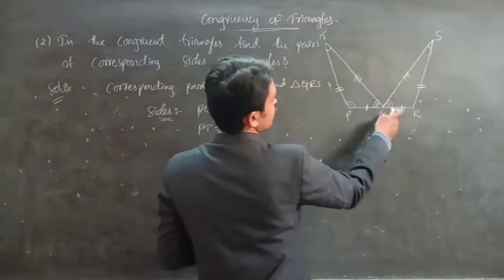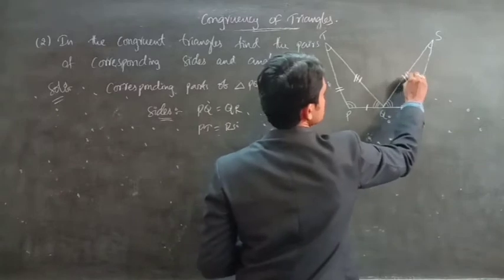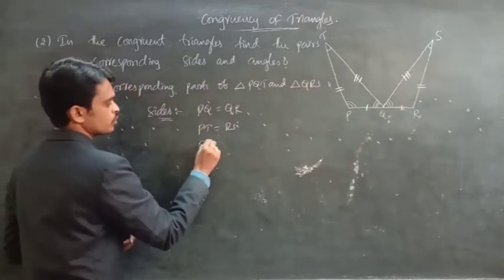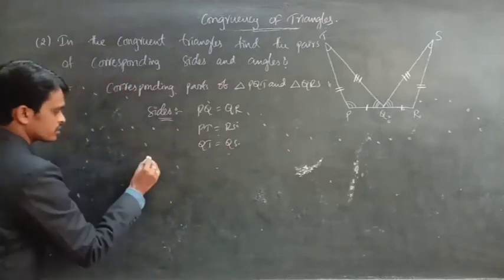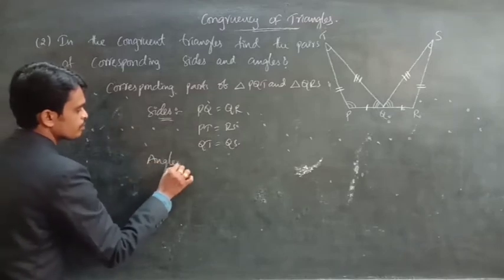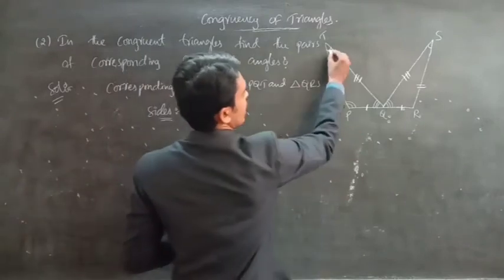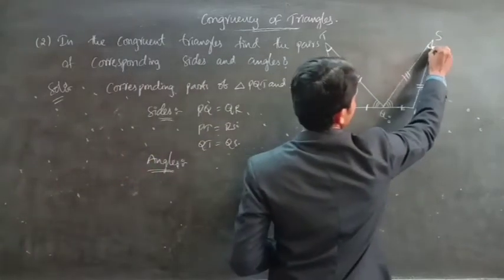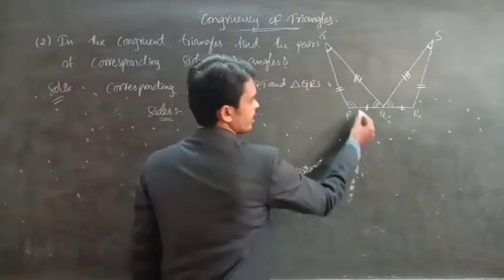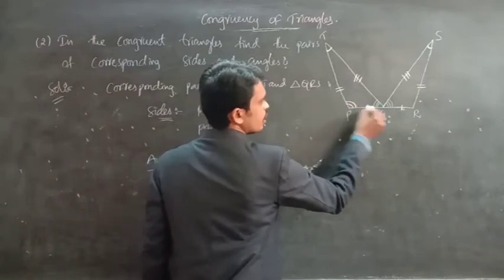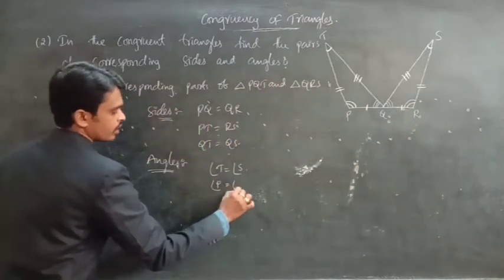Next, QT is equal to QS. These are the corresponding sides. Next, the corresponding angles. Angle T is equal to angle S. And angle P is equal to angle R.